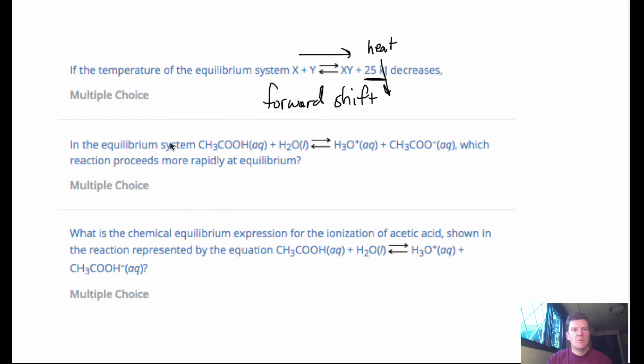In the equilibrium system, which reaction proceeds more rapidly at equilibrium? Now, it's kind of a trick question. At equilibrium, what does that mean? It means the forward direction and the reverse direction are happening at the same rate. So neither of them are happening more rapidly, they're happening at equal rates. You must know that. That's what equilibrium means.